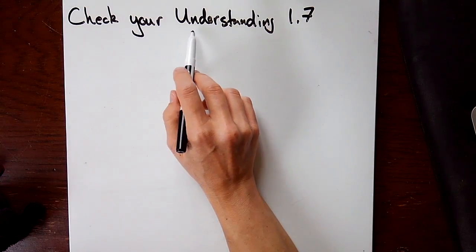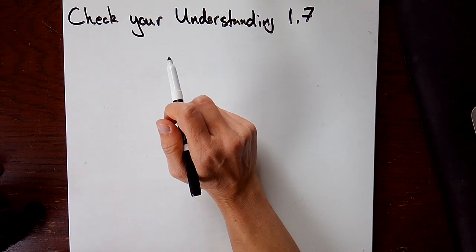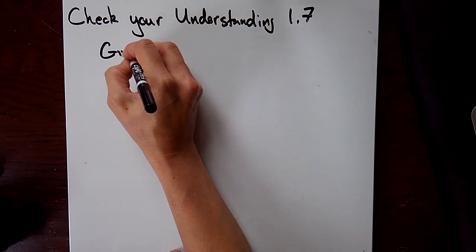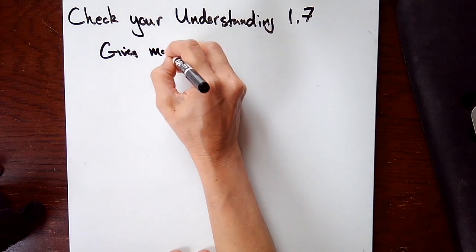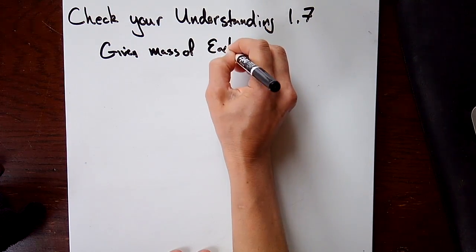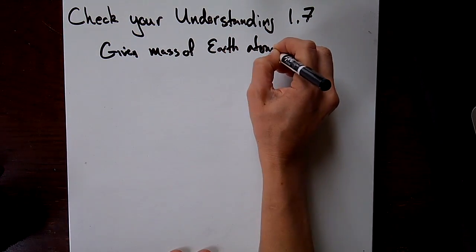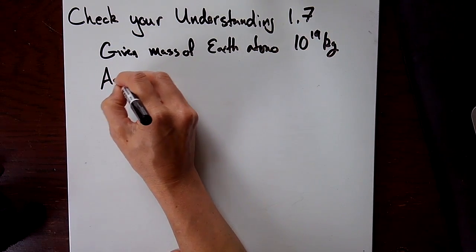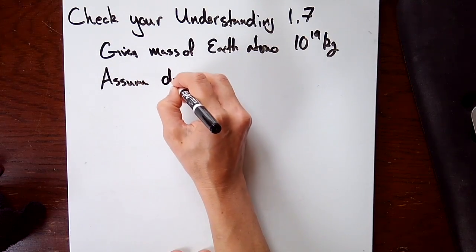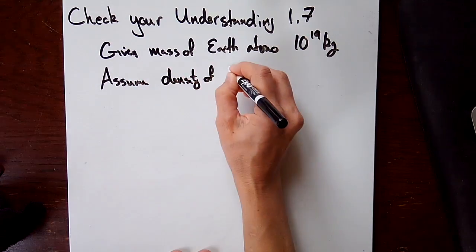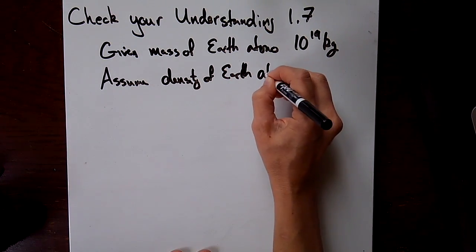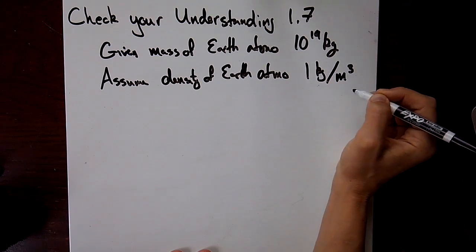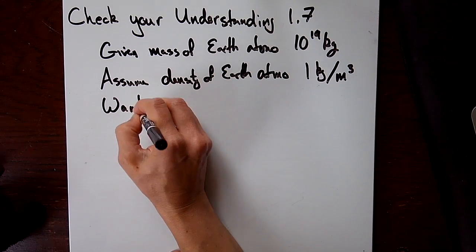Alright, so in this video we're walking through Check Your Understanding 1.7, where we're trying to estimate the height of the Earth's atmosphere. We're given the mass of Earth's atmosphere, which is on the order of 10 to the 19th kilogram. We're also told to assume that the density of Earth's atmosphere is 1 kilogram per meter cubed. And we want the height.